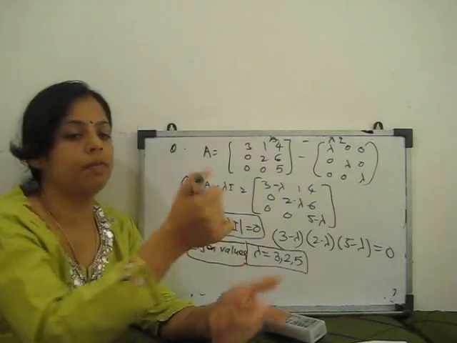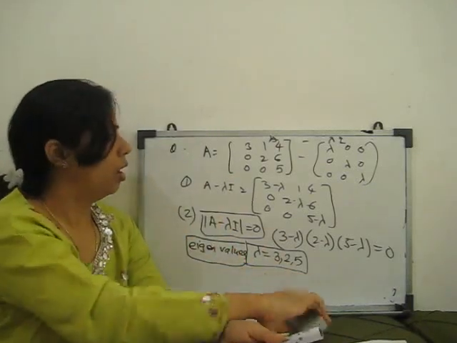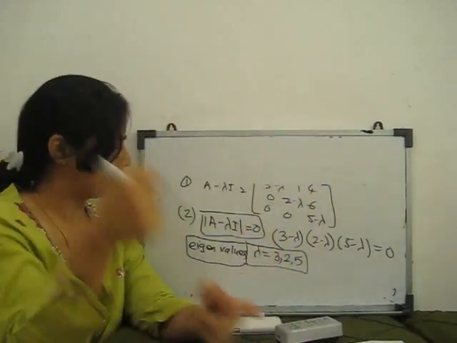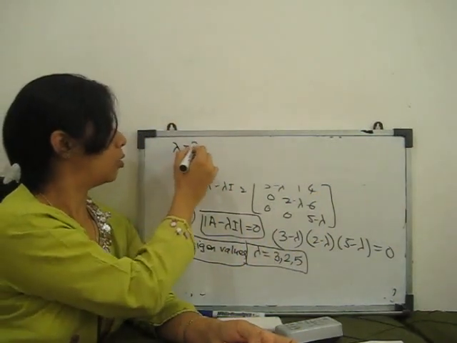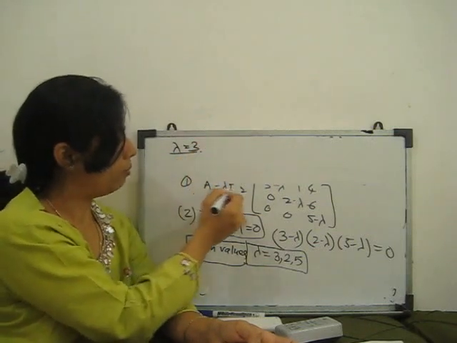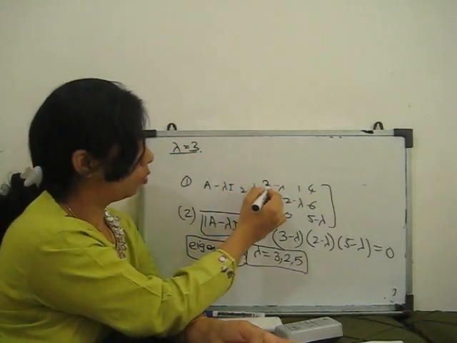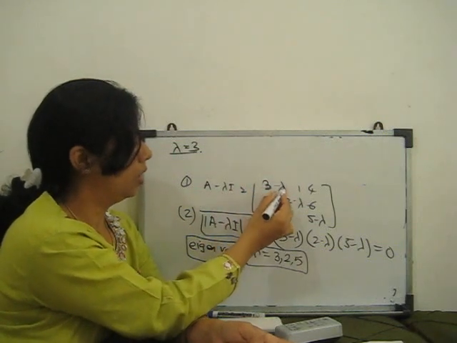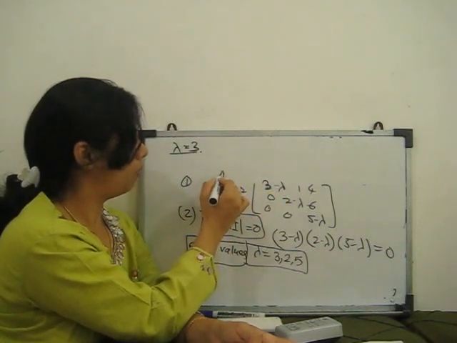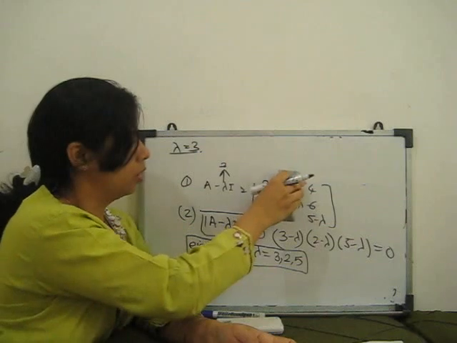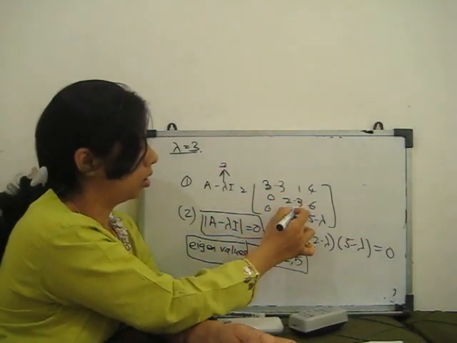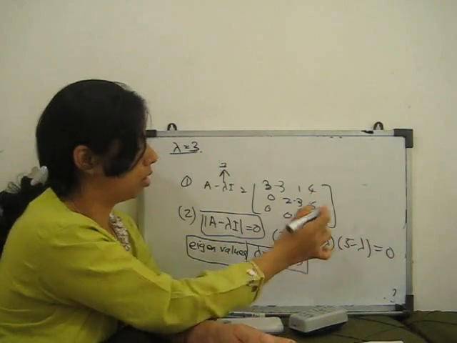And corresponding vectors, now we have to find. First, the corresponding vector for the first value, lambda equal to 3. So lambda is equal to 3, we have to put in our matrix A minus lambda I. Here we put lambda equal to 3 everywhere.